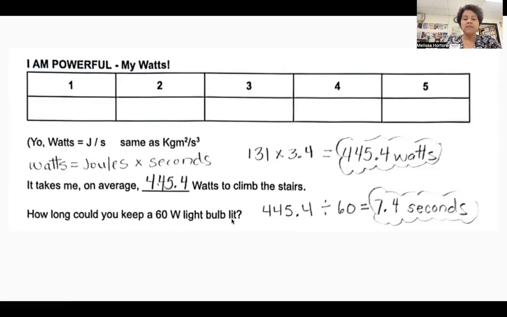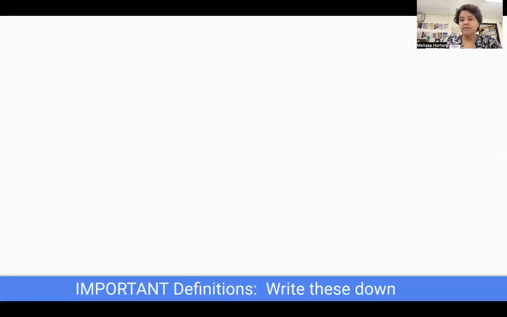How long could you keep a 60 watt light bulb lit? Well, if I have 445.4 watts divided by 60 watts per second, and I come up with 7.4 seconds, right? So again, you can pause, go back, kind of look at this, but this will help you make sure you understand the lab.